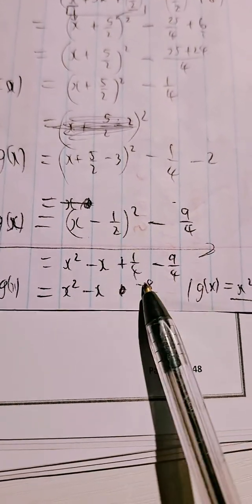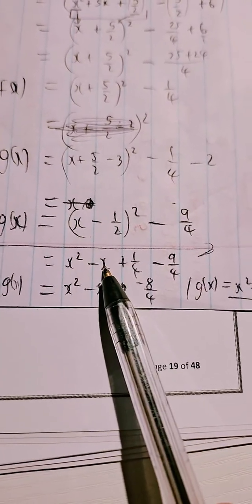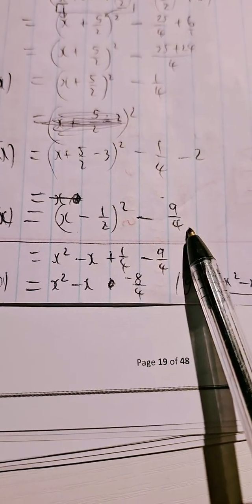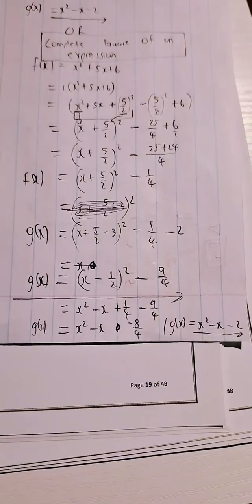Square, square, multiply, double, you get negative x minus the 9 over 4. You add your like terms, you get g of x, which is x squared minus x minus 2. So it works out, guys. This truly is the function.